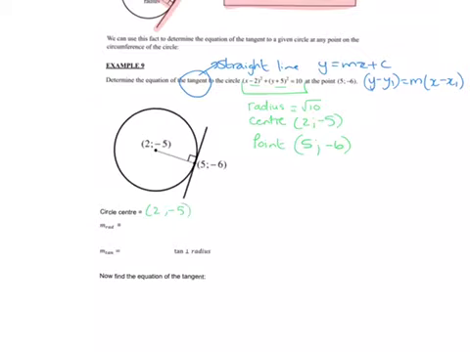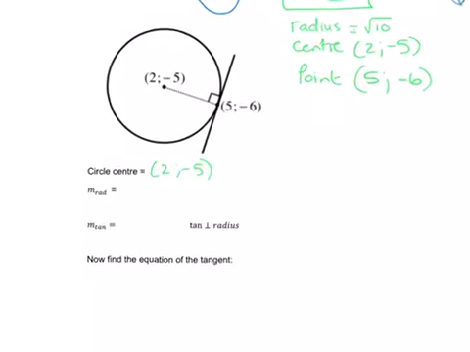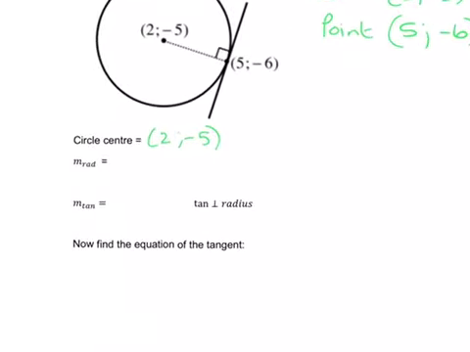The gradient of the radius. So you've got to work out the gradient of the radius using the 2 points. So the tangent is happening, and there's a nice fancy statement for this. This is the point of tangency. The point of tangency, in other words, where the tangent touches the circle, where the straight line touches a circle.